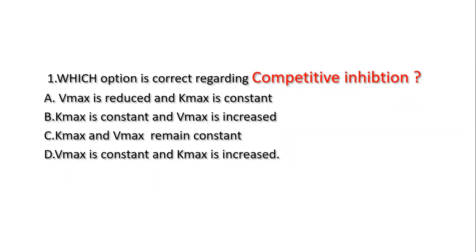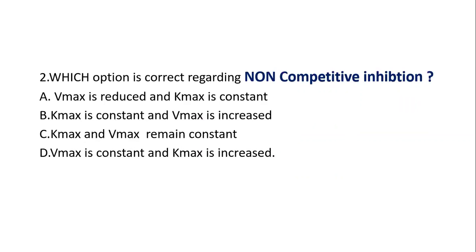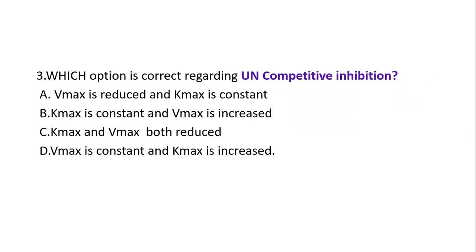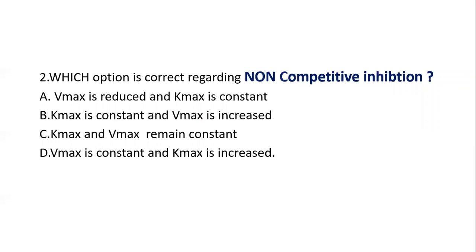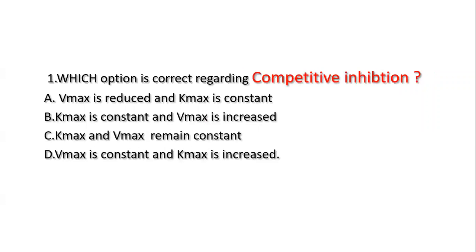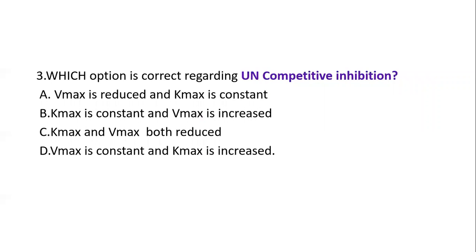First, see the sequence, right? Competitive inhibition, non-competitive inhibition, and then uncompetitive. So for using the mnemonic, we should remember the sequence, right? Once again, competitive inhibition, non-competitive inhibition, and then the third one is uncompetitive inhibition, right? So let's see how we're gonna use the mnemonic.